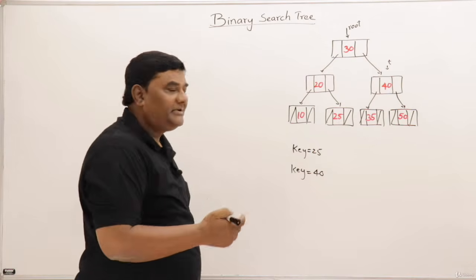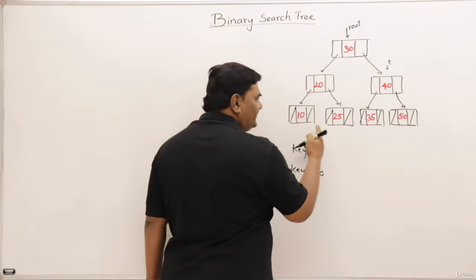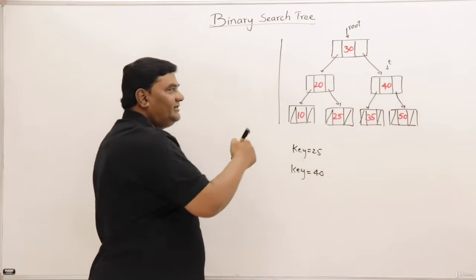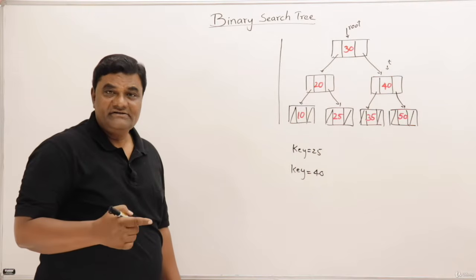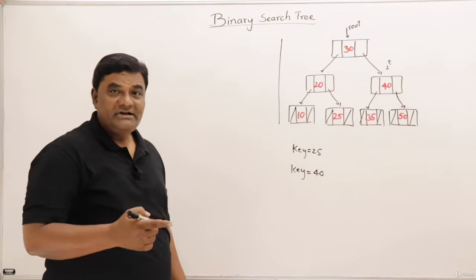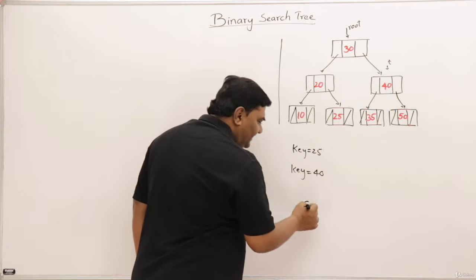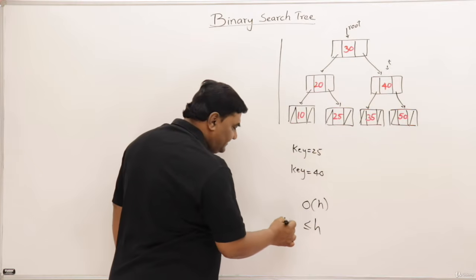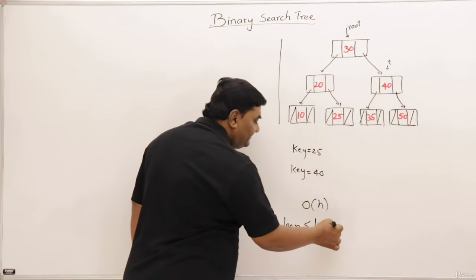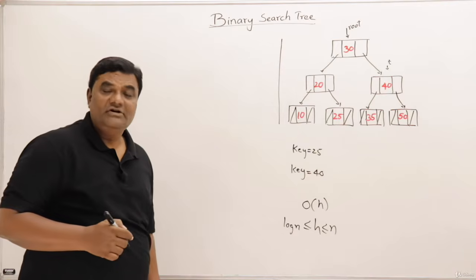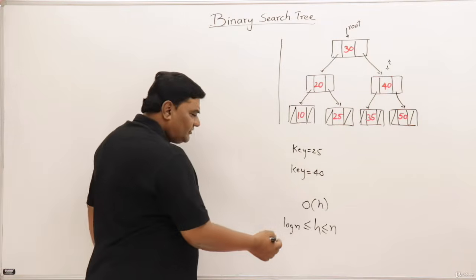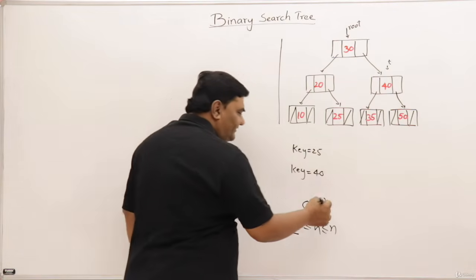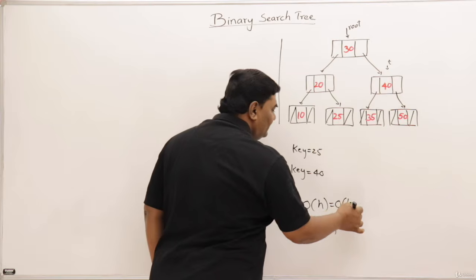So what is the maximum number of comparisons required for searching? If I am searching for elements which are in the leaf, then the maximum comparisons depend on the height of the tree. Yes, the time taken for searching depends on the height of a tree. So I can say that the time is order of h, where we know well that the height of a binary tree can be minimum log n and maximum n. So height can be from log n to n. So we can go for the minimum and say it is log n. So the time taken for searching in a binary search tree is log n.